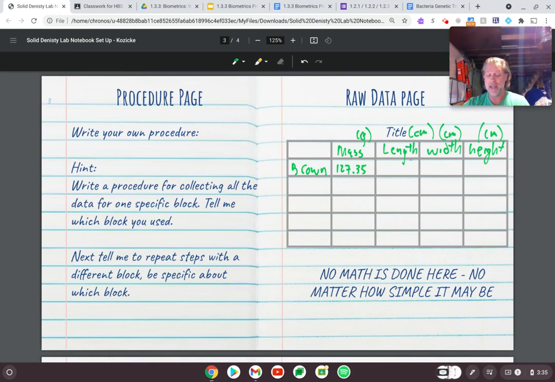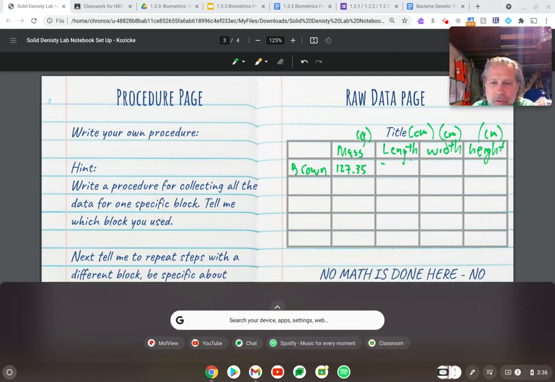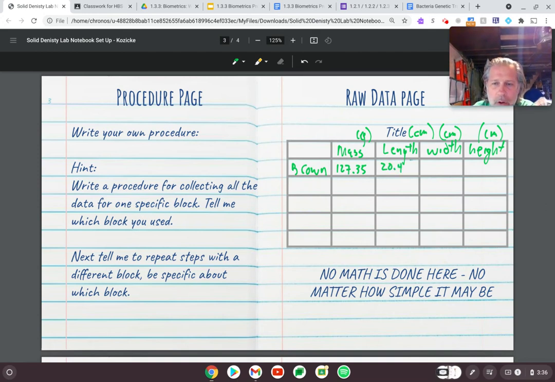Now, when I go to take my length measurement, it doesn't matter which side is my length, as long as I never measure the same side more than once. So when I measure this, I'm going to put my ruler, and I'm going to measure it. It's not quite 20.5, so it's like 20.4, and I'm going to call it 20.41. So my length was 20.41 centimeters.